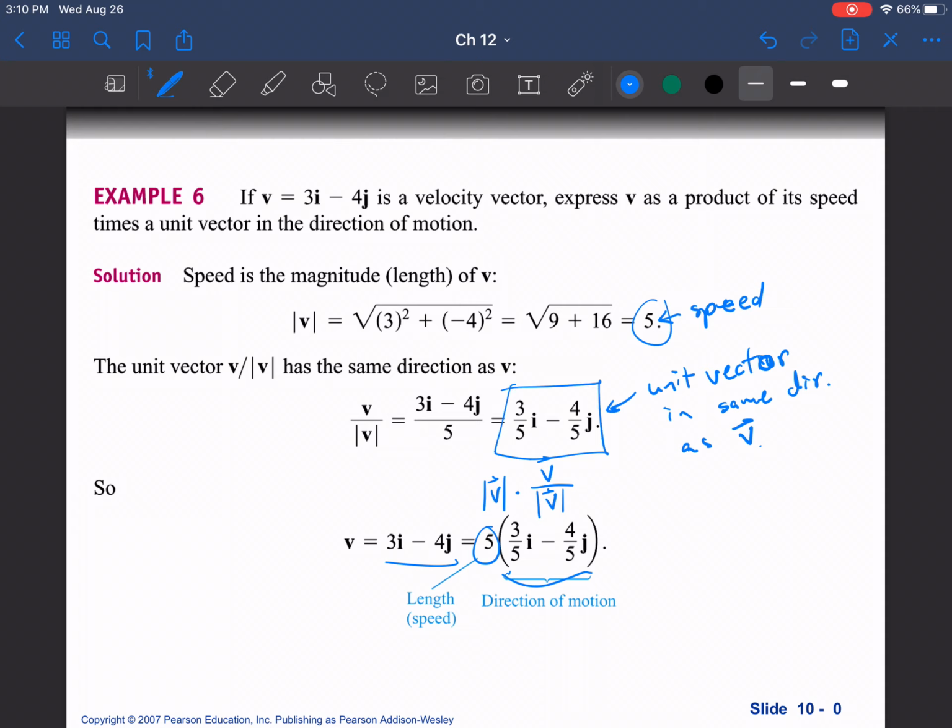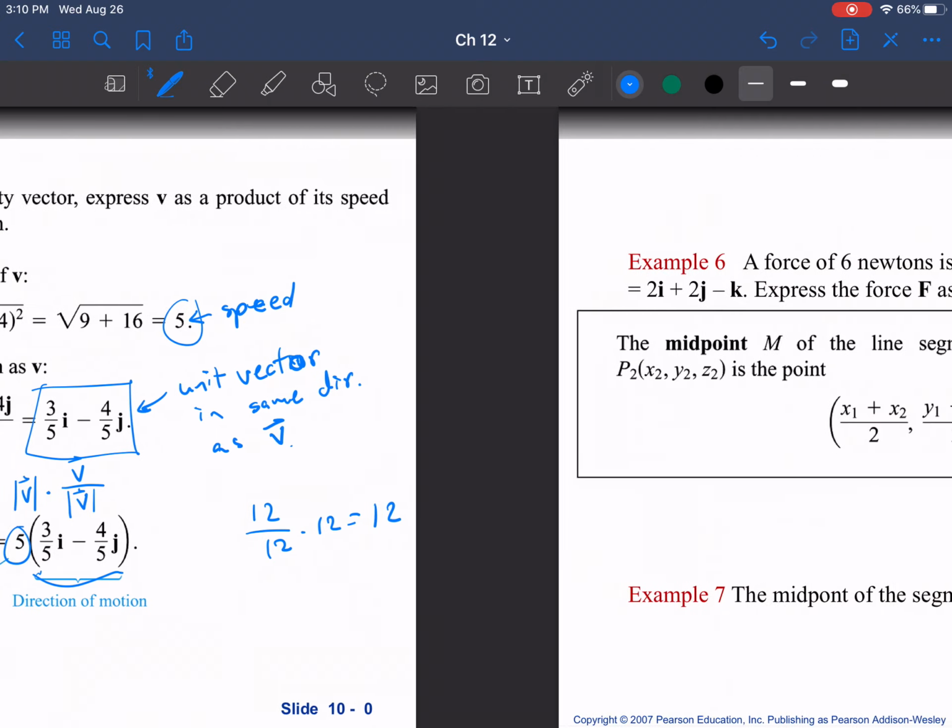Kind of like this: if I had the number 12, and I divided it by 12, and I multiplied it by 12, I'd still have 12, right? Even though it looks different, these two things are equivalent. They're just written differently. And that's essentially this, okay? So I don't know if that helped or not.